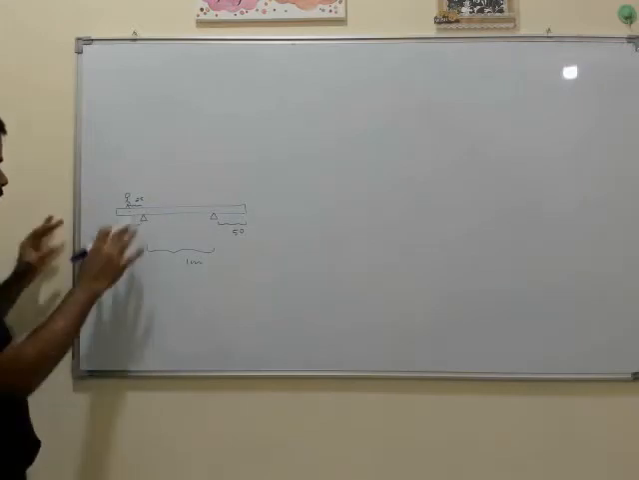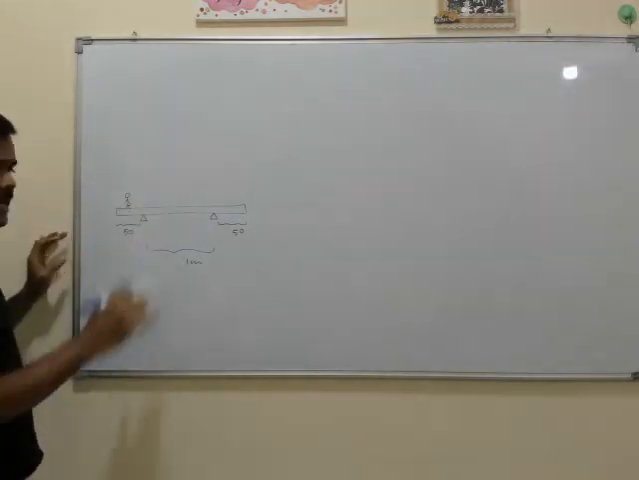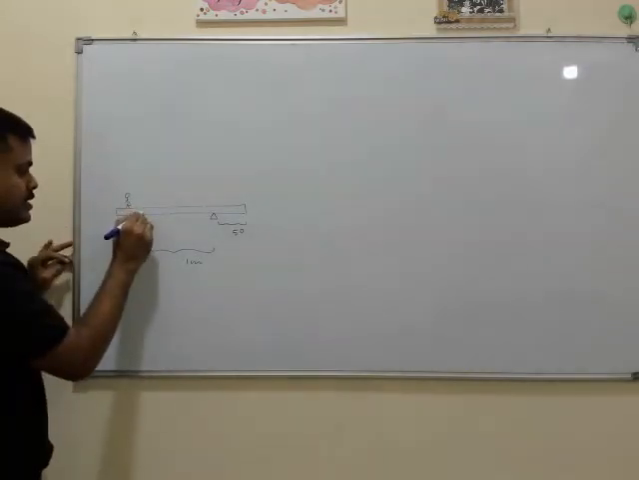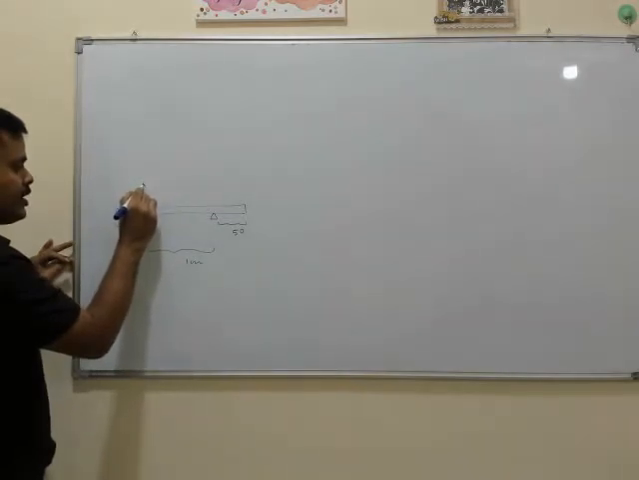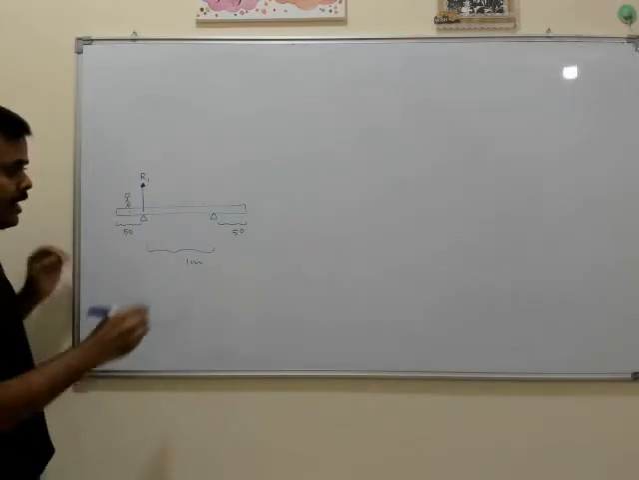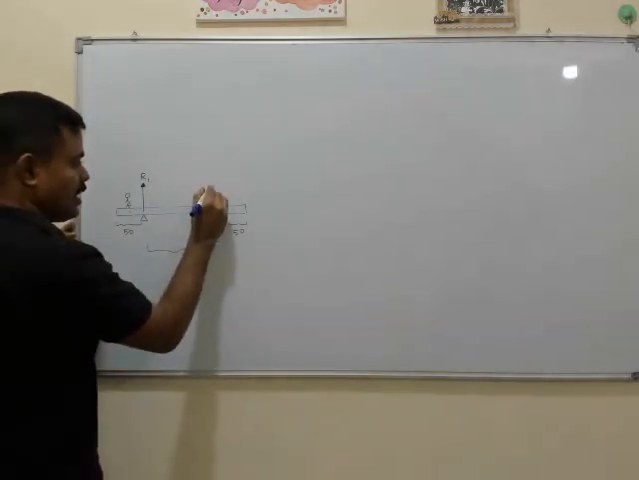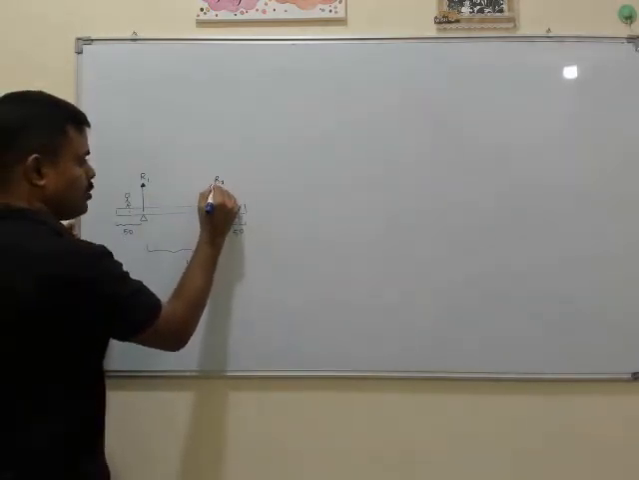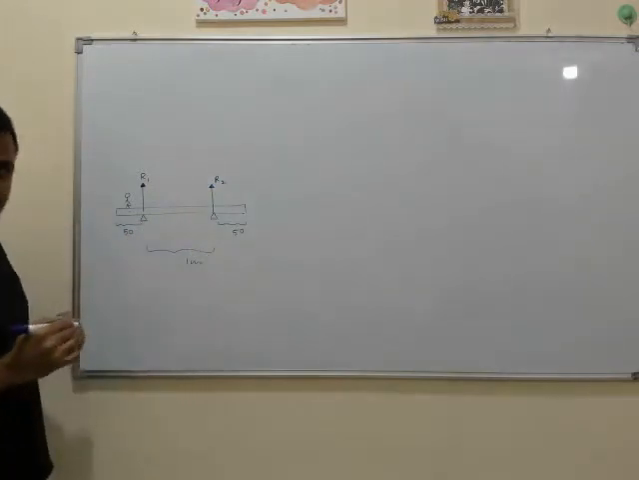Okay, so let us draw the normal reactions now. The normal reaction on this wedge is R1, and the normal reaction here is R2. So there are two normal reactions at the two wedges.